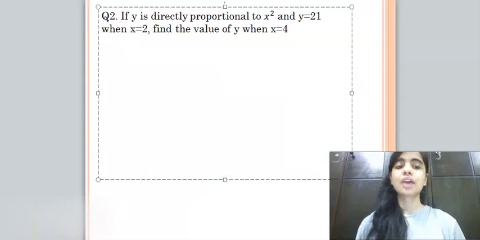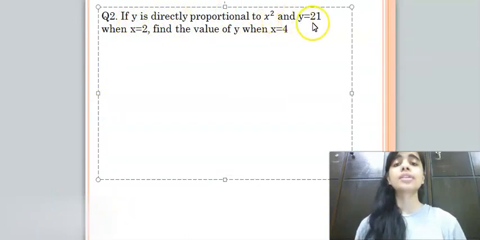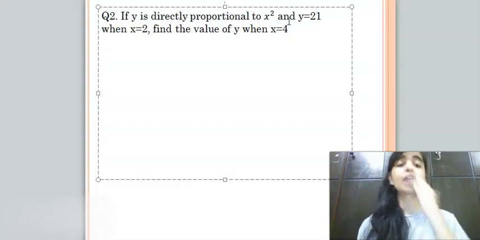Now let's read out question number 2 of Practice Now 6. If y is directly proportional to x square and y is equal to 21 when x is equal to 2, find the value of y when x is equal to 4. So this is very easy. I can do this with the unitary method. I don't have to find the value of k, and you guys know that there are 2 methods.